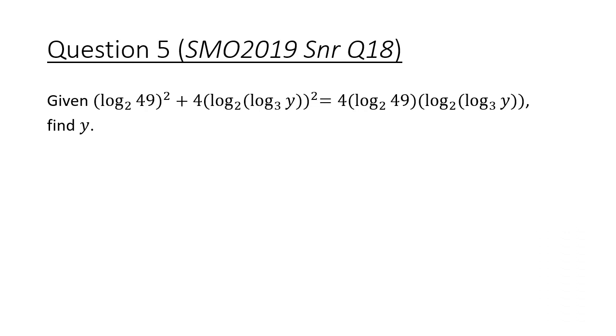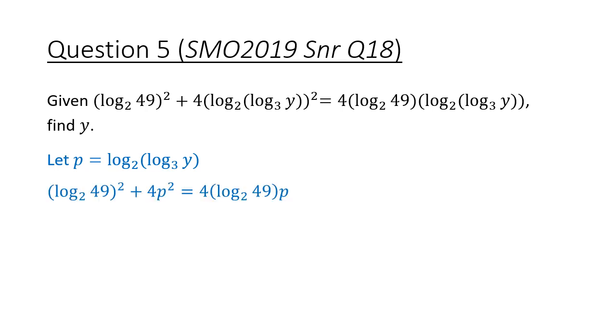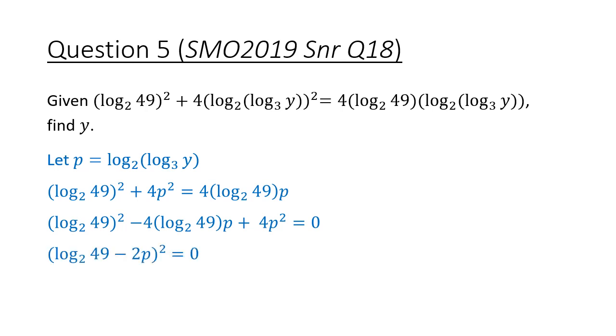Now this looks quite convoluted, but we can simplify this a lot by just letting p equals log base 2 of log base 3 of y. This simplifies the equation down to this, and if we bring the right-hand side over to the left-hand side, notice that what we get is an a squared minus 4ab plus b squared kind of expression on the left-hand side. It's a perfect square, so we can factorize it.